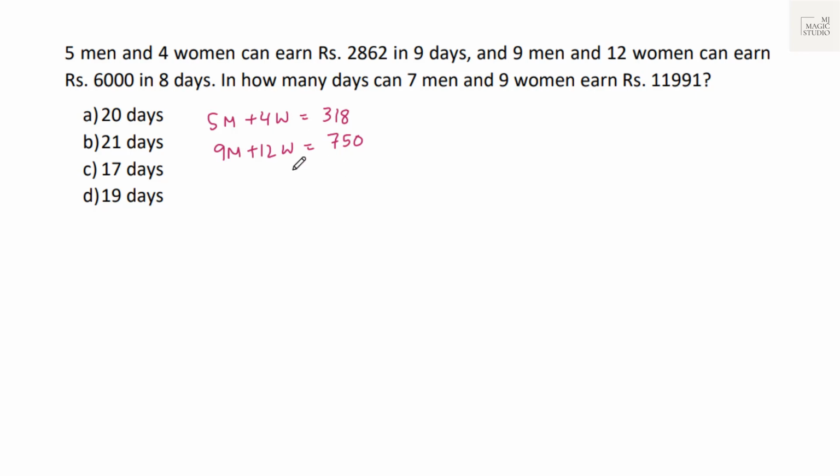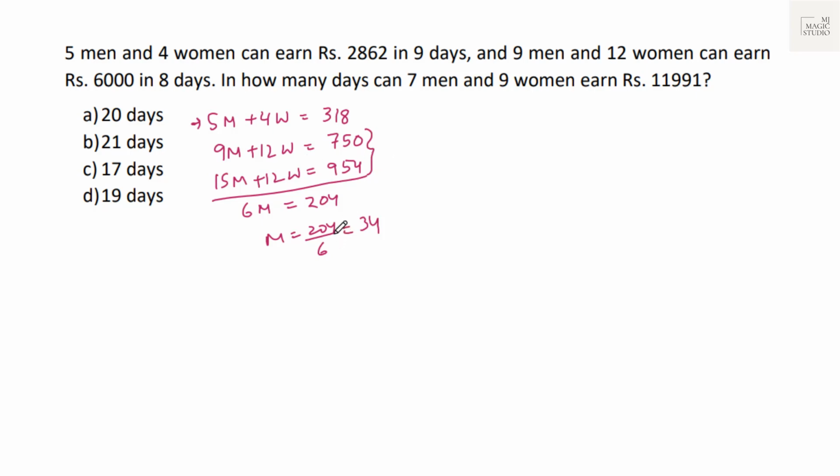If we solve this as a linear equation, we can find the value of M and the value of W, that is, the rate for men and the rate for women per day. I multiply this by 3. I'll get 15M plus 12W equals 954. If I subtract these two, 15 minus 9 is 6M. 6M equals 204. So M is 204 by 6, that is 34. So one man is earning 34 rupees per day.